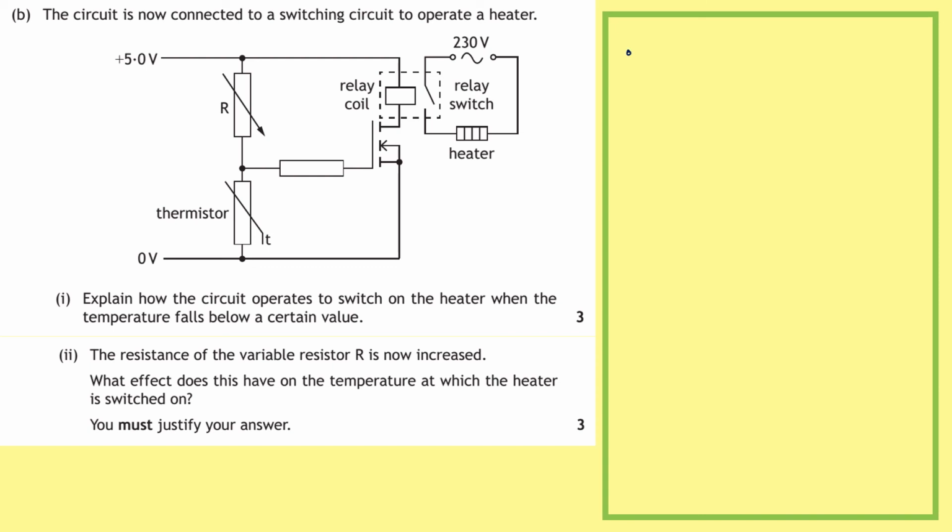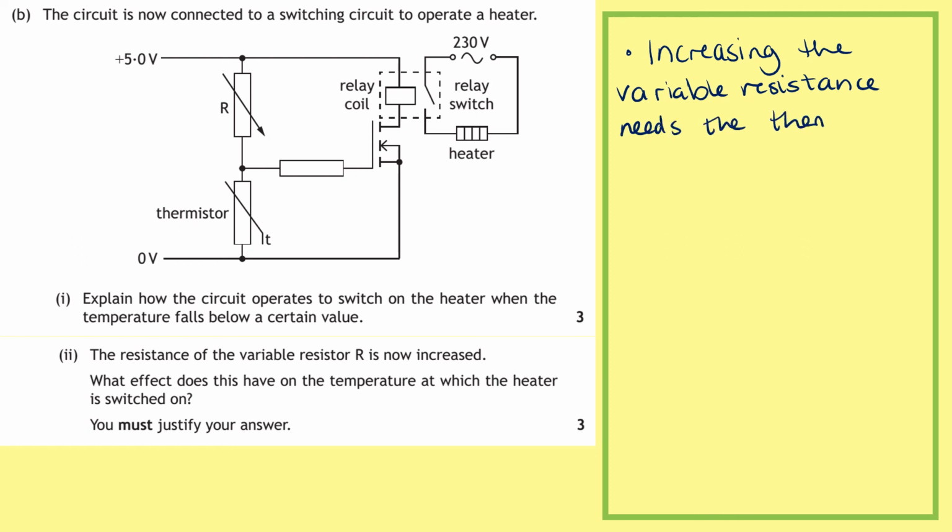Writing this down, we can say increasing the variable resistance needs the thermistor resistance to increase as well. And this is so that the voltages can still divide.